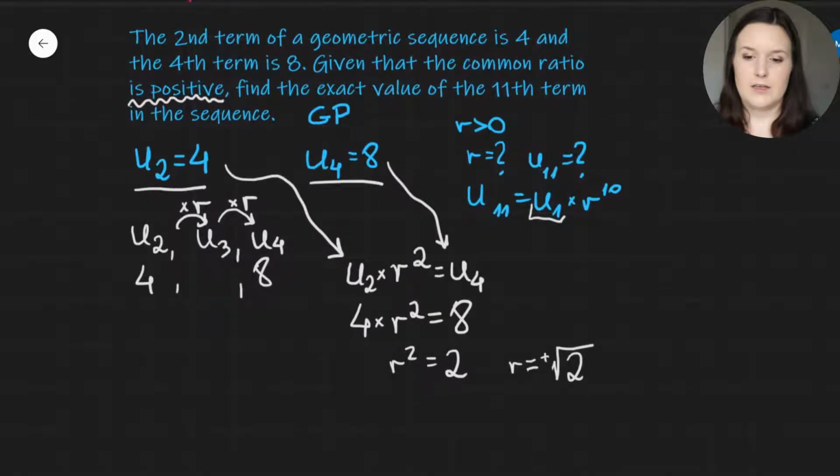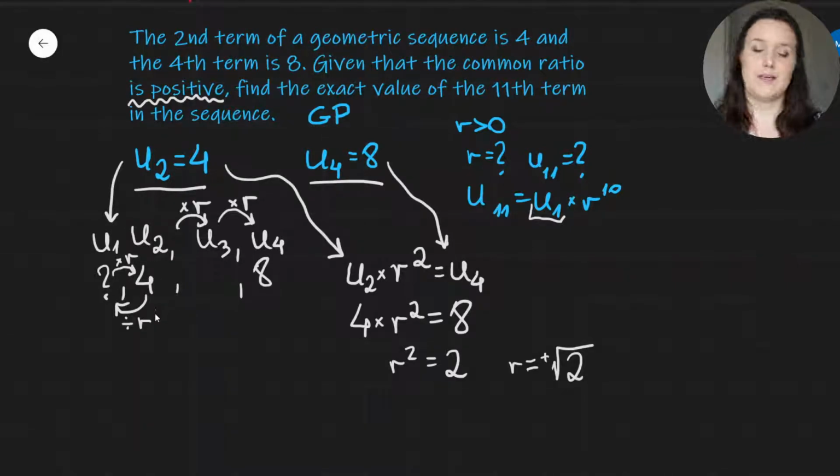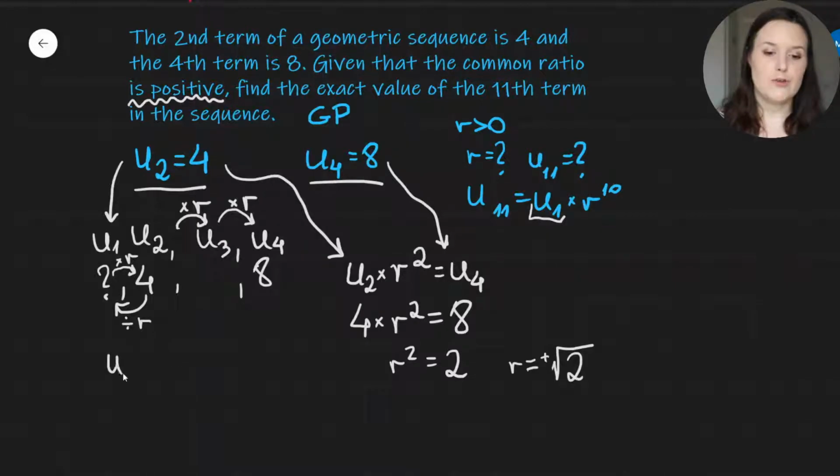Okay, to find u1, I will come back here where I have that u2 is 4. But I don't know u1. But that's okay. To go back in a geometric sequence, I have to divide by r. Right? To go to the next term, I multiply by r. To go to the previous term, I divide by r. So u1 is the second term divided by r.